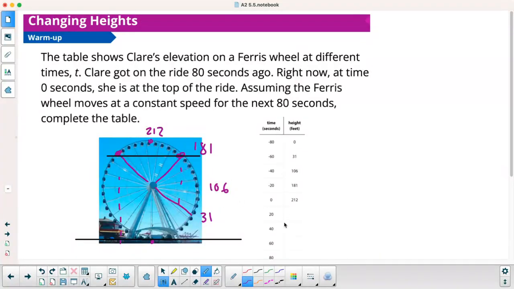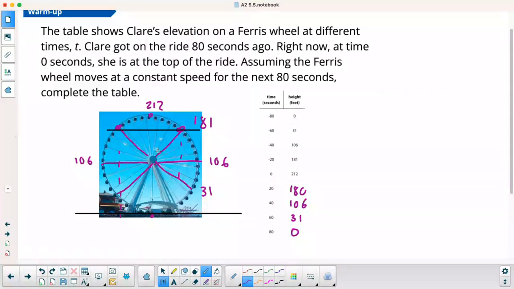All right. Anyways, so I'm going to fill that in here on the table here. So this was 181. And then at 40 seconds, so it took 40 seconds to get from here to the top. It's going to take 40 seconds to get right here. So this is at 106. So 40 seconds from there is at 106. And then another 20 seconds would be right here at 31, because you have the same height off the ground. And then another 80, you're back down here at 0. Okay. So there's my table.